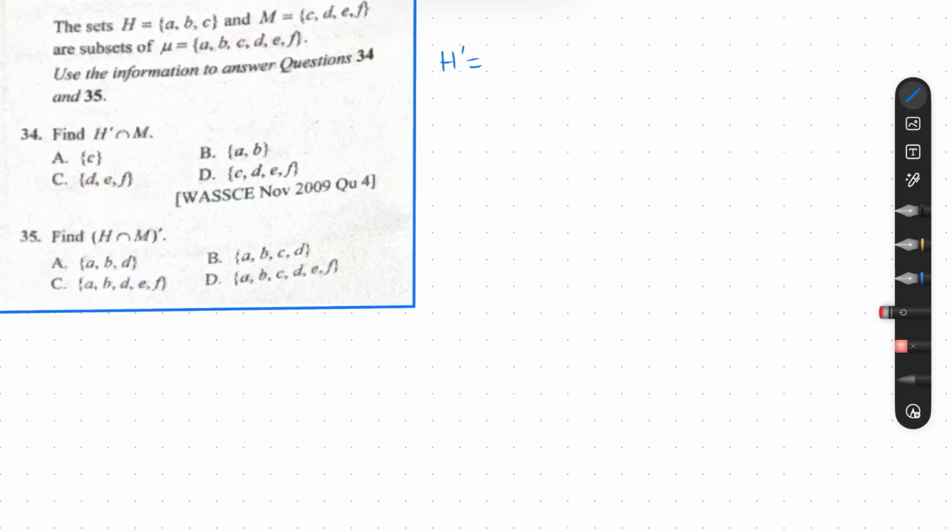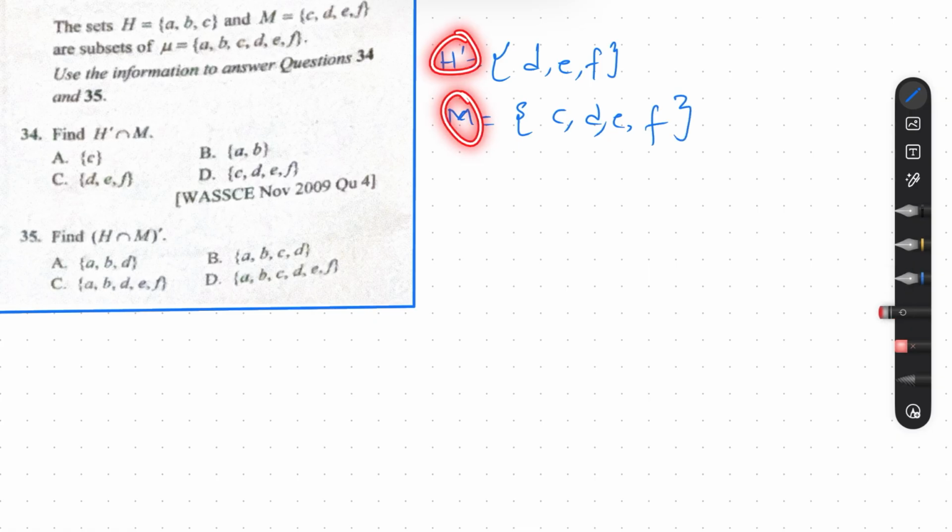Let's write that down. H complement is D, E, F. And now we also have M, which has been given to us as C, D, E, F. So M is equal to the set C, D, E, F. Now the intersection of these two is the elements that are common between the two sets. We have D here. Do we have D here? Yes, we have D there. So D goes into the set.